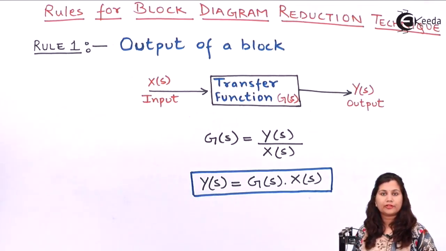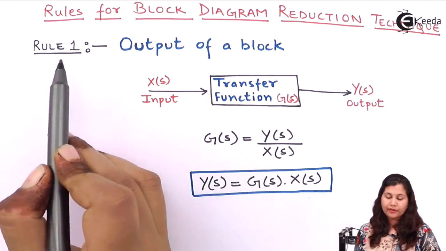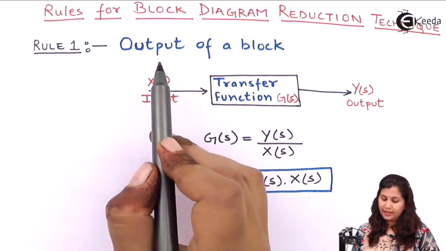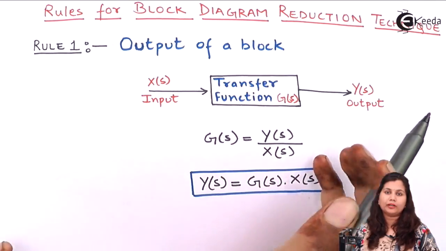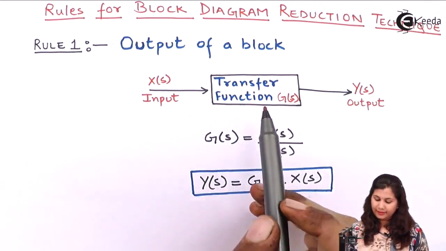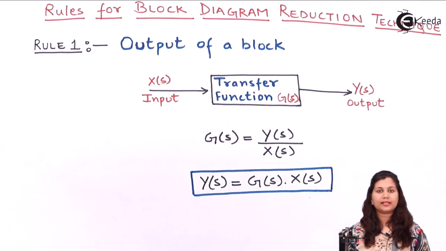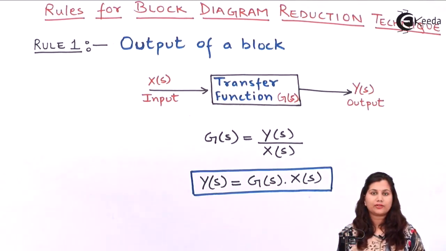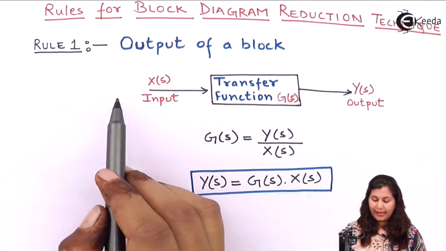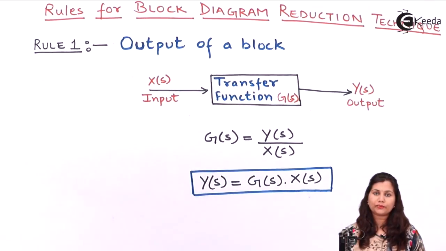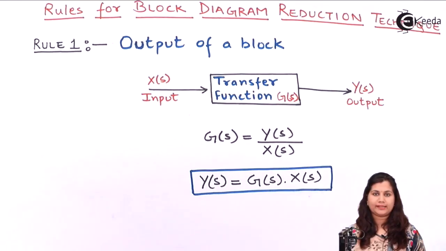Let's study the first rule. The first rule of the block diagram reduction technique is how we calculate the output of a block. This is the block, and this block is representing a component of a control system. Now this component or block has the transfer function G(s), the input to this block is X(s), and the output of this block is Y(s).